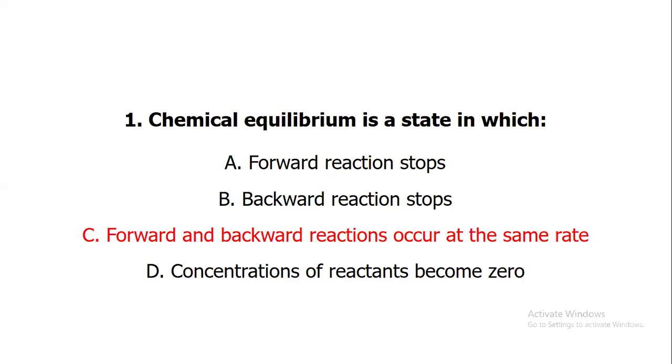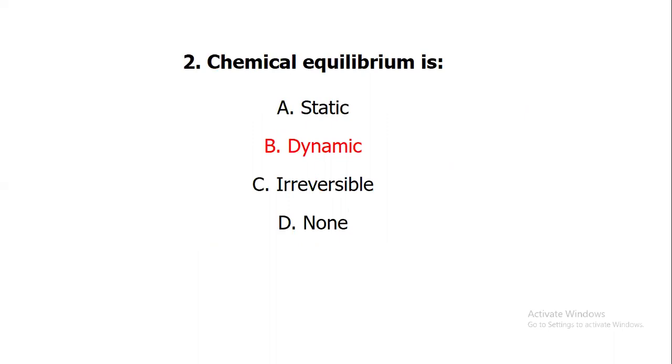Okay, MCQ related chemistry. Chemical equilibrium is a state in which forward and backward reactions occur at the same time. Chemical equilibrium is dynamic.